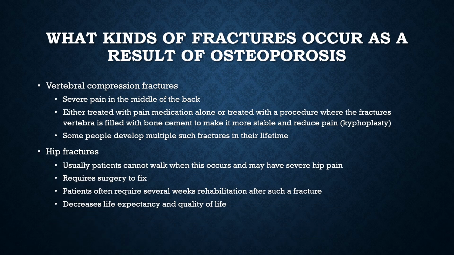Some people develop multiple vertebral compression fractures in their lifetime. Hip fractures are the other type of fracture we worry about with osteoporosis. When these occur, usually it's from a fall. Patients cannot walk when this occurs, and they may have severe hip pain, especially when they move the hip. This type of fracture unfortunately requires surgery to fix, and it often requires several weeks of rehabilitation in order to improve strength after such a fracture. Hip fractures decrease life expectancy and quality of life, and so we should really focus on preventing them.